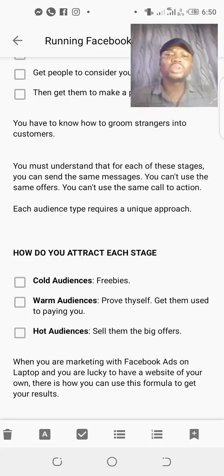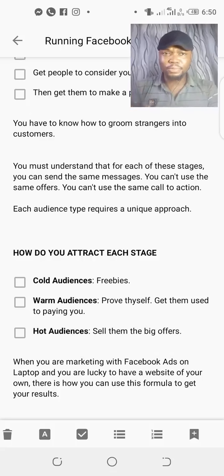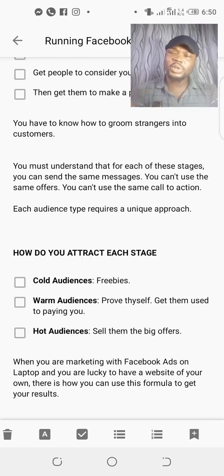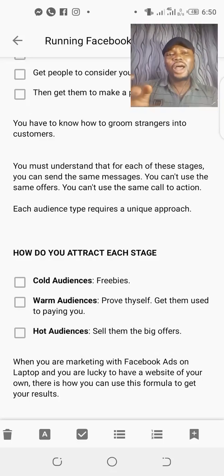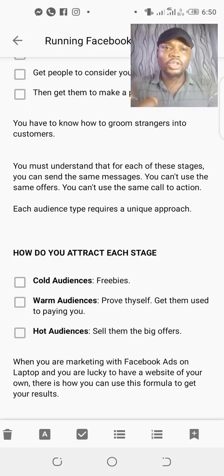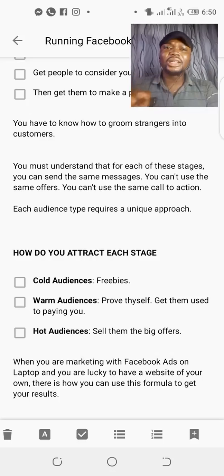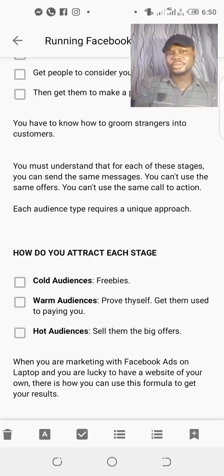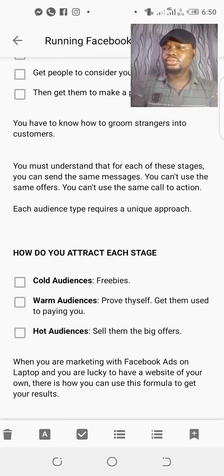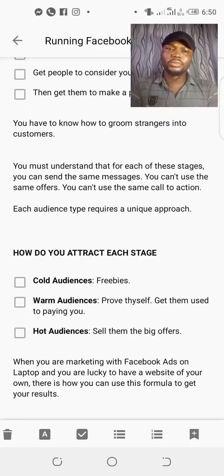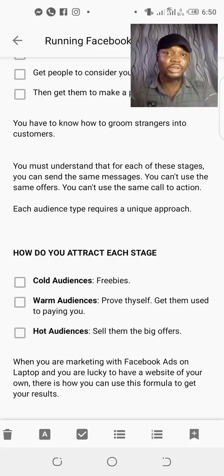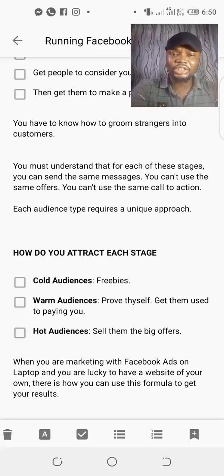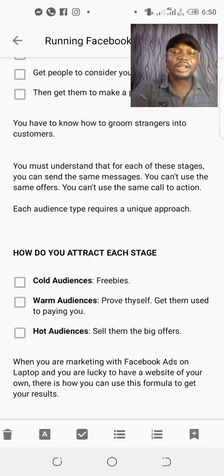And then for warm audiences, you want to be able to demonstrate your value. You want to prove yourself to them. You want them to see who you are and prove your worth. This is where you show them testimonials. At this stage, you get them used to paying you. It might not be exactly the amount of money you want them to pay you, but you first sell them things that are cheap, that they can start paying you for. Something that when they pay for it, they don't care if they lose the money. It's really not worth it. That's what you want to do at that stage. We call that tripwire. I'll explain the concept later in this tutorial.